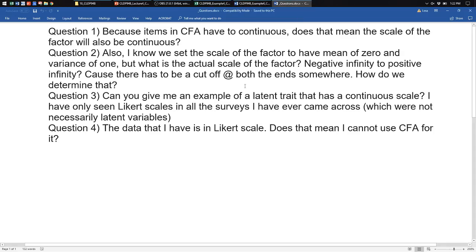Next question. Can you give me an example of a latent trait that has a continuous scale? So do you mean a response type? Yes. I've only seen Likert scales in surveys. Yes. That is most common.